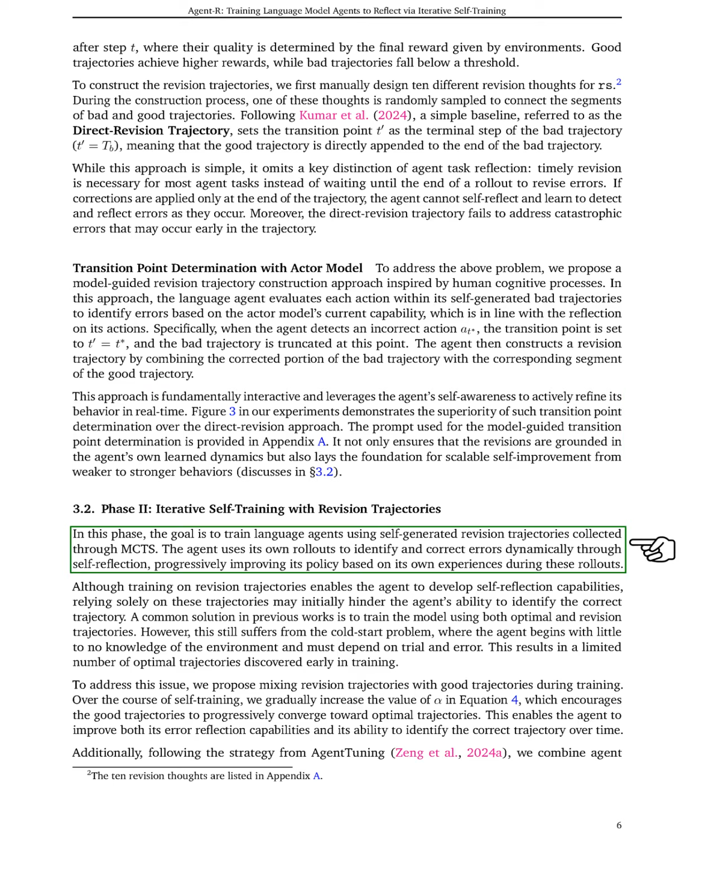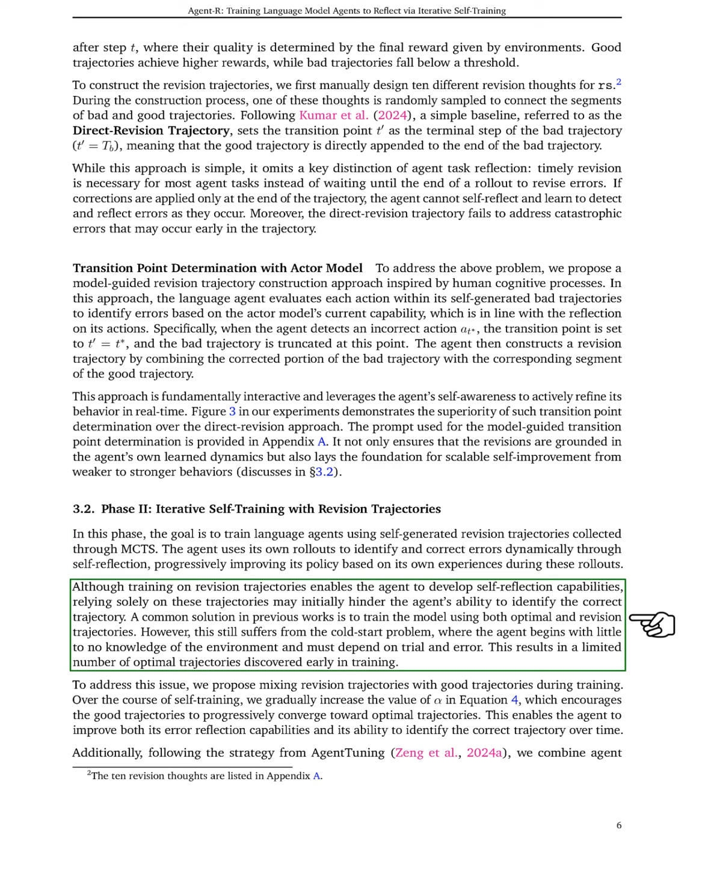In the second phase, we focus on training language agents using the revision trajectories generated through Monte Carlo tree search, MCTS. The agent learns to identify and fix errors dynamically through self-reflection, enhancing its policy based on its experiences. While training on these revision trajectories helps develop self-reflection, it can initially limit the agent's ability to find the right path. Previous methods often used both optimal and revision trajectories, but this still faced the cold start issue, where the agent starts with little knowledge and relies on trial and error, leading to few optimal paths early on.